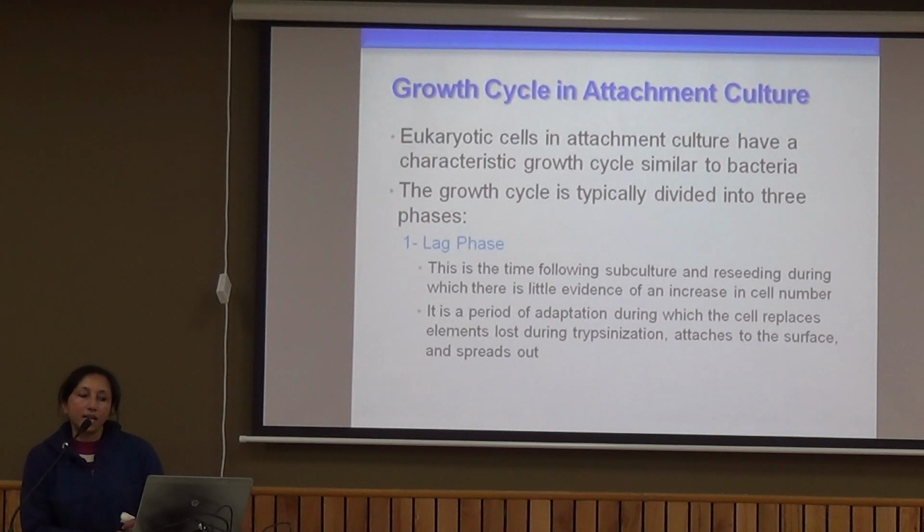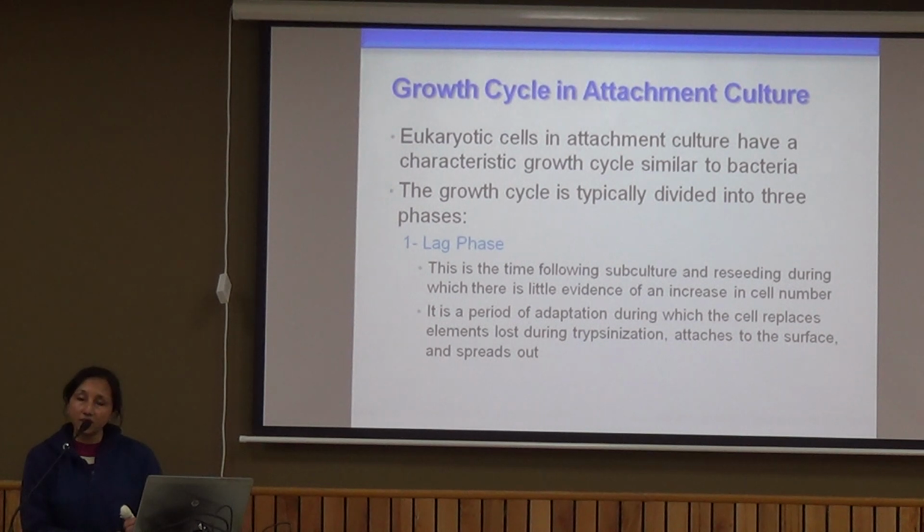Now, what is the growth cycle that is followed here? Growth cycle in attachment culture. Eukaryotic cells in attachment culture have a characteristic growth cycle which is similar to bacteria. The growth cycle is divided into three phases: lag phase, log phase, and stationary phase. And then finally, there is a decline phase. So we first discuss the lag phase. Lag phase. This is the time following subculture and reseeding during which there is little evidence of an increase in cell number. Why is it so?